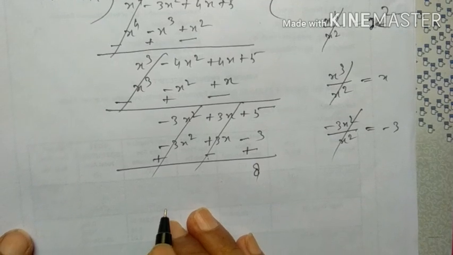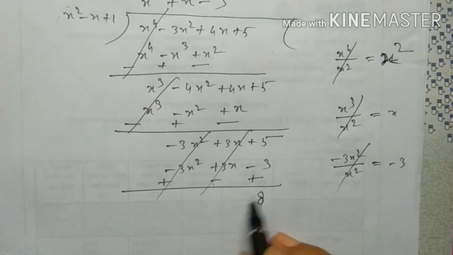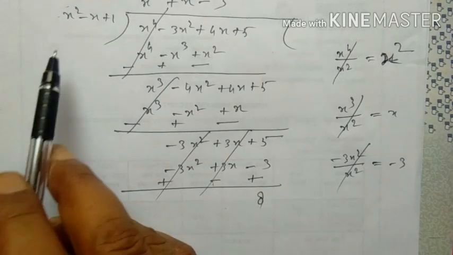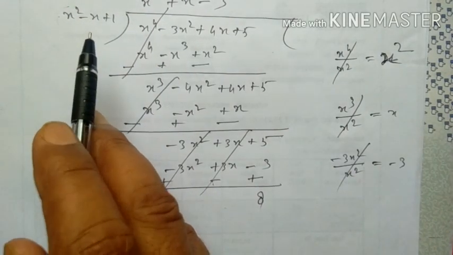So we stop the dividing because degree of this remainder is less than the degree of divisor.